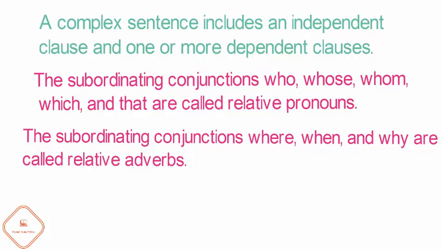In the example just now, we looked at dependent clauses. They usually have subordinating conjunctions. We're going to look at some more. Now we said before, because. Now here we have who, whose, whom, which. These are called relative pronouns. And the relative pronoun tells us who or what or where. Then we have where, when, and why, which are called relative adverbs because they tell us where, when, and why something happens.